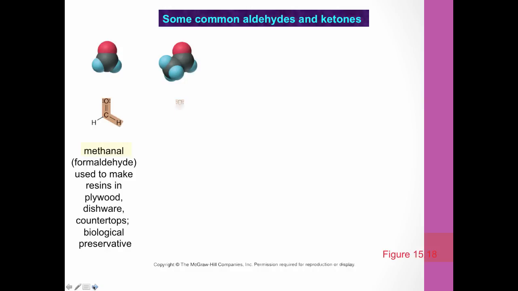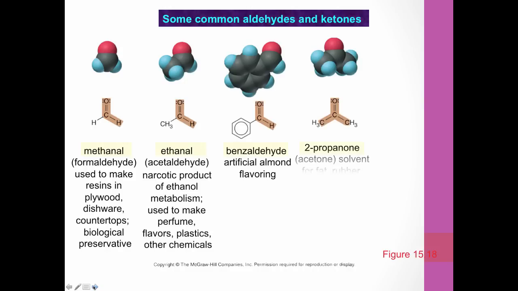Aldehydes and ketones. So here, again, it's characterized by the C double bond O. This C double bond O has an H bonded to it. It's at the end of a molecule. It's methanal, more commonly known as formaldehyde.